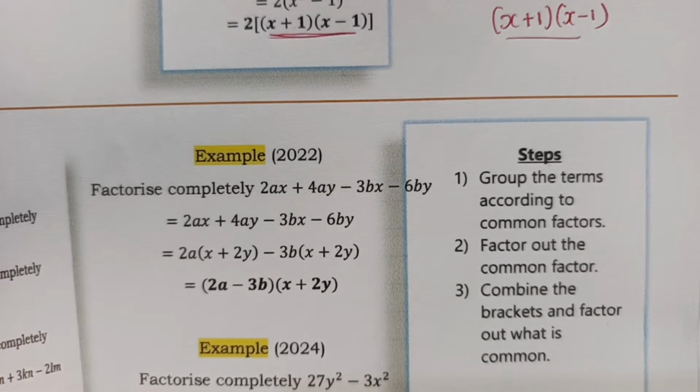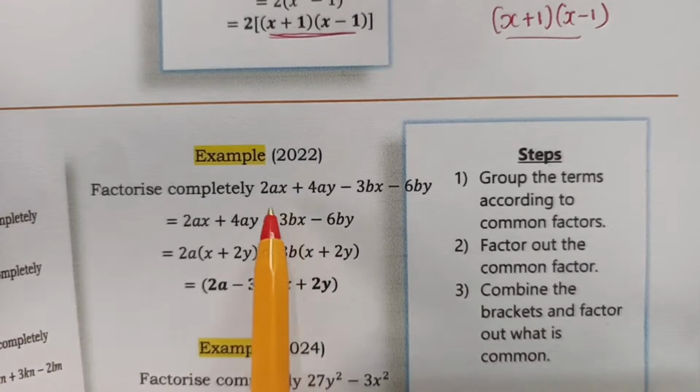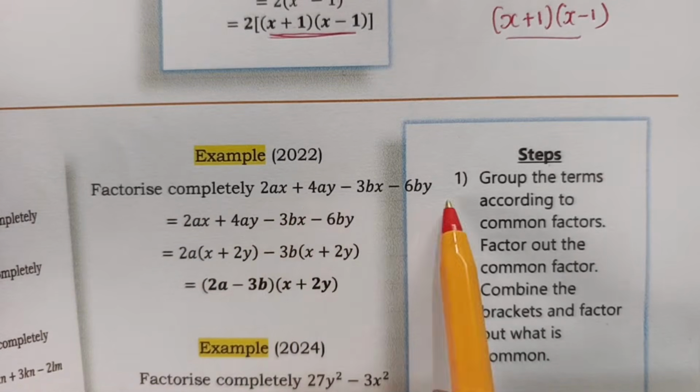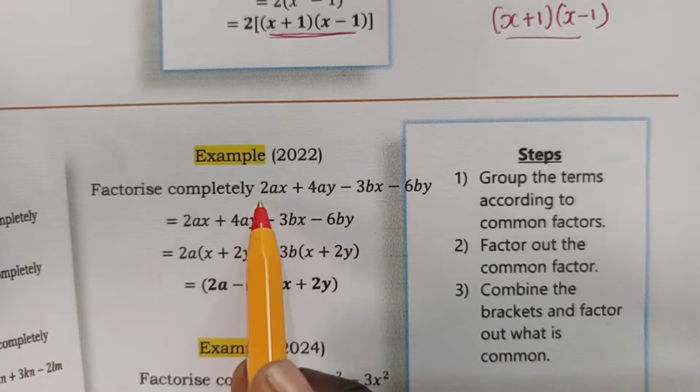I don't understand, Master. You go back. Okay, where exactly? Okay, you understand with these examples. Let's try to do this. So here they're saying factorize completely. So when you've been given an expression like this, there are 4 terms.